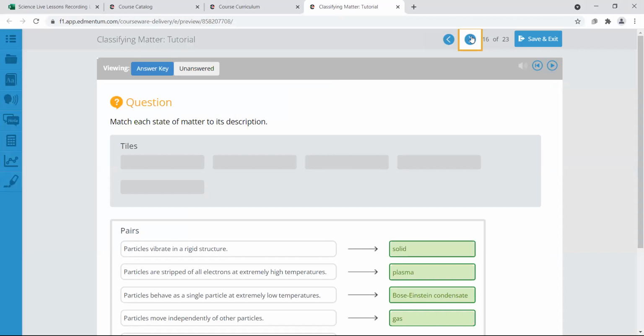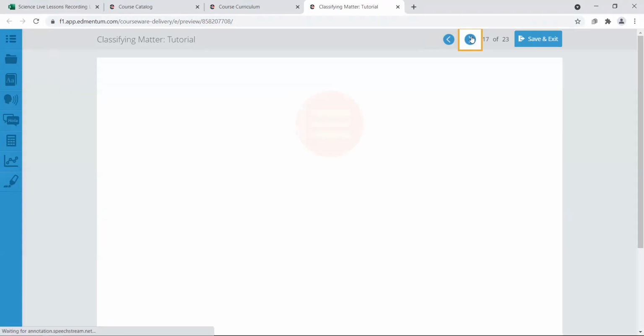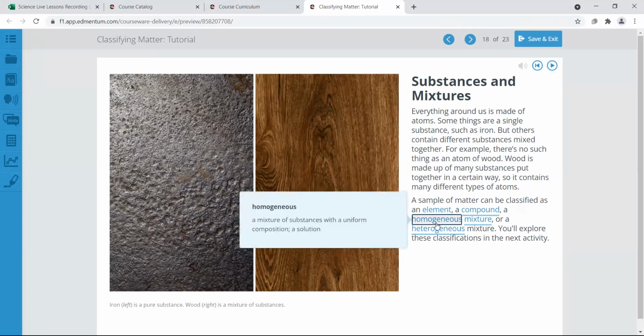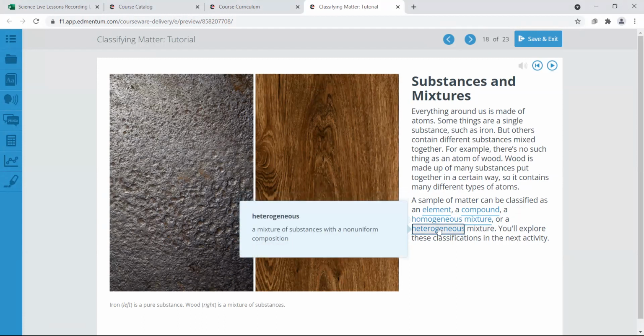Okay, so let's go to the next stuff. We're going to skip this question. We'll skip this stuff. Mixtures, I briefly touched on this. A homogeneous mixture is a uniform mixture, with uniform composition. I gave the example of sugar dissolving in water, making it uniform. Heterogeneous, I gave the example of salad where it's not mixed together. You can see all the different parts in it. So it's a mixture of a substance with a non-uniform composition.